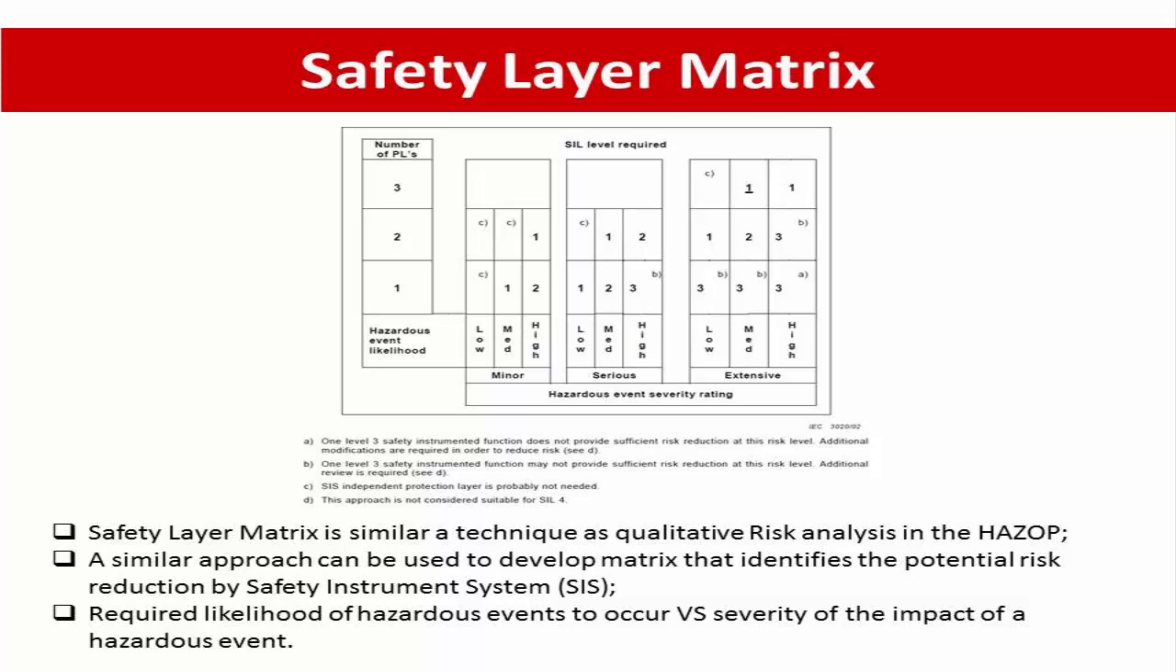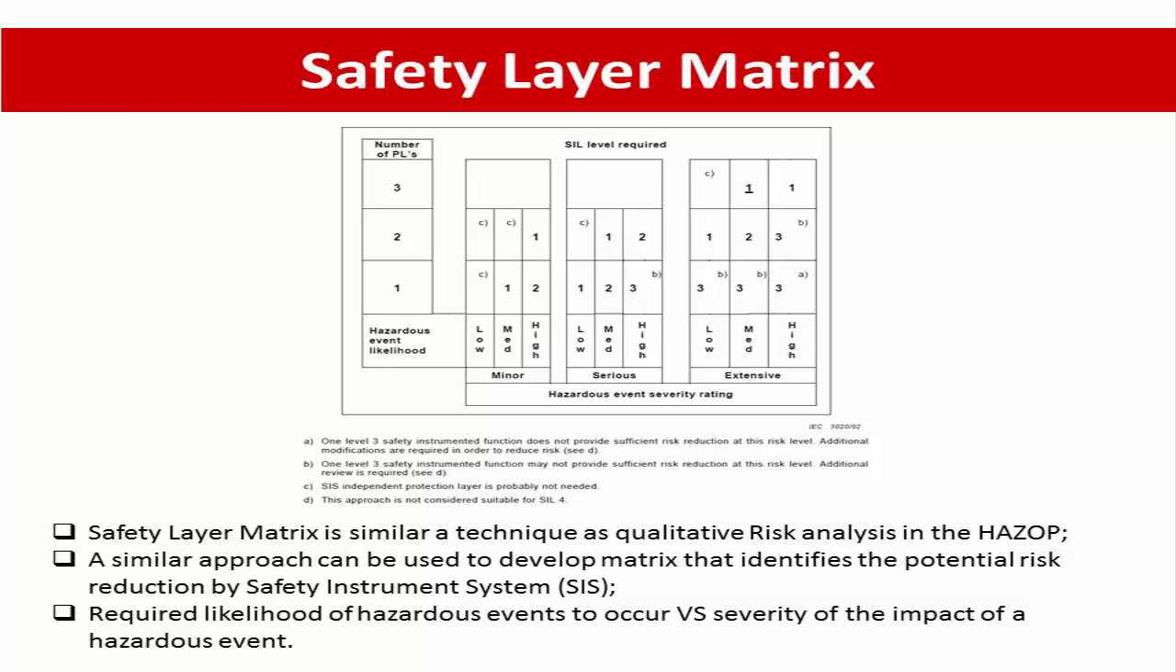And the bottom shows the hazard event severity rating that can be classified into minor, serious, and extensive. And when it crosses with the hazard event likelihood, we can separate into low, medium, and high. And you can see in the crossing metric, it shows 1, 2, and 3. 1, 2, and 3 means the SIL level required, the additional SIL level required for the protection layer.